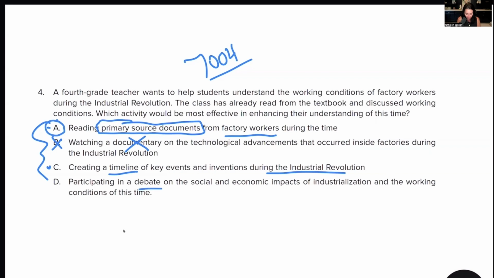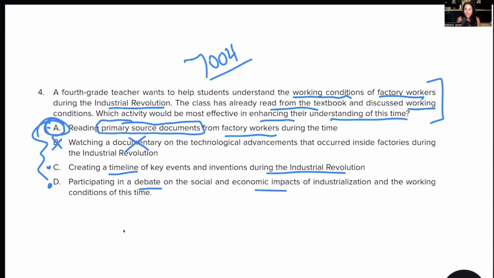D, participating in a debate on the social and economic impacts of industrialization. All right, debate is good. That's kind of your evidence-based discussion. Good there. I'd like it better if it said evidence-based discussion. A debate is kind of, but I'll keep it. Let's have a look at the question. A fourth grade teacher wants to help students understand the working conditions of factory workers during the Industrial Revolution. The class has already read from the textbook, so that's a secondary source, and discussed the working conditions. Which activity would be most effective in enhancing their understanding of this time?